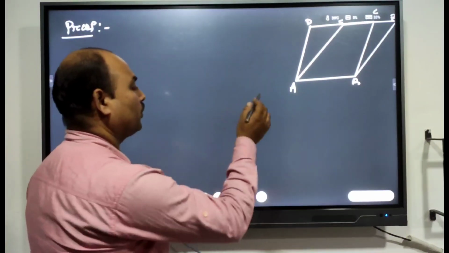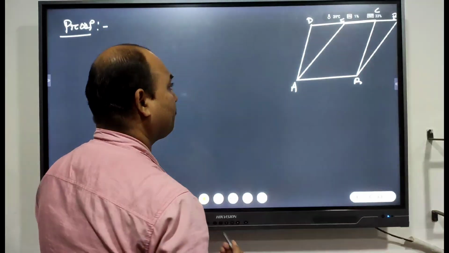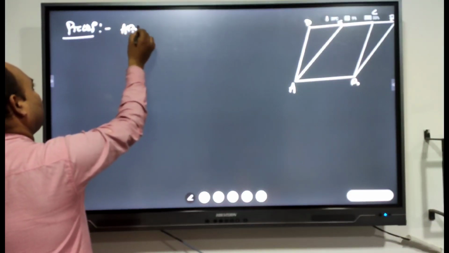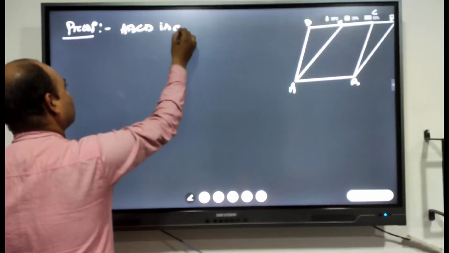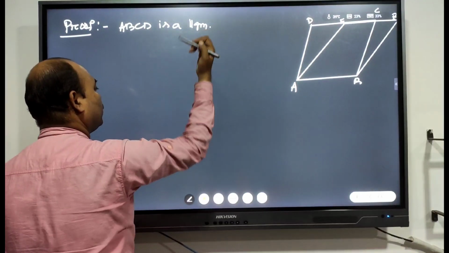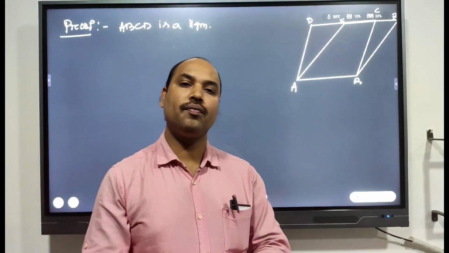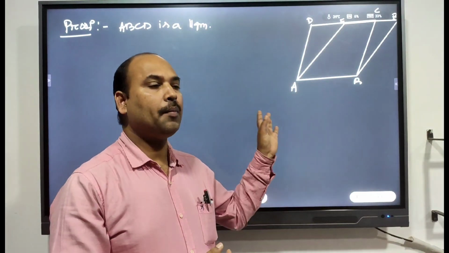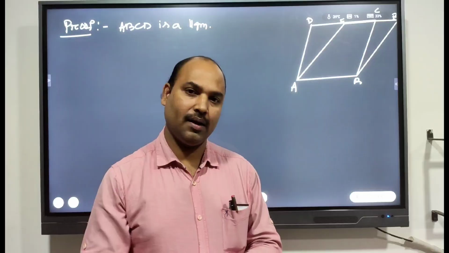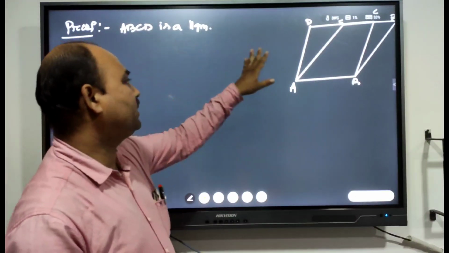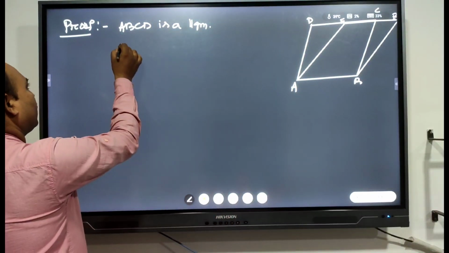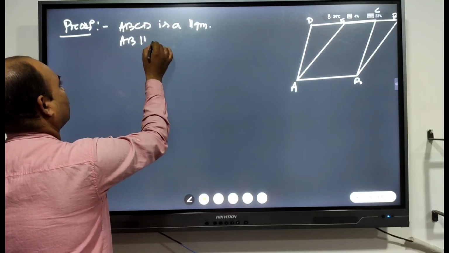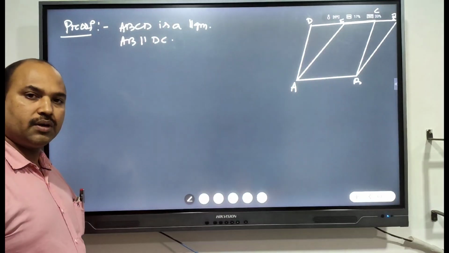Proof: first we have ABCD is a parallelogram. We know that. We already know the properties of the parallelogram. In a parallelogram, opposite sides are equal and parallel. When ABCD is a parallelogram, we get that AB is parallel to DC.